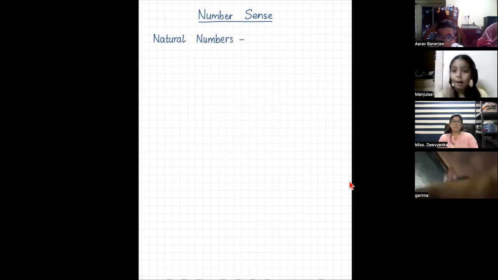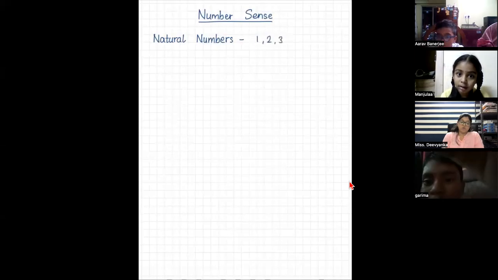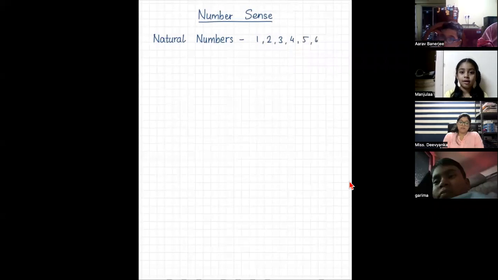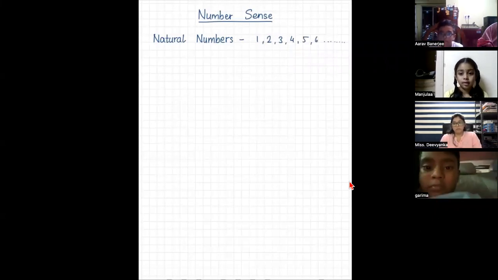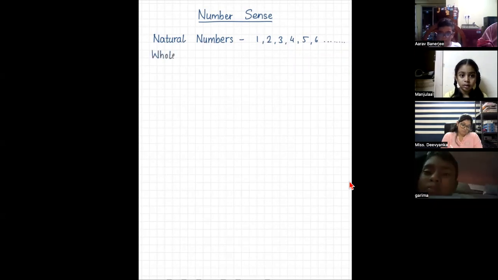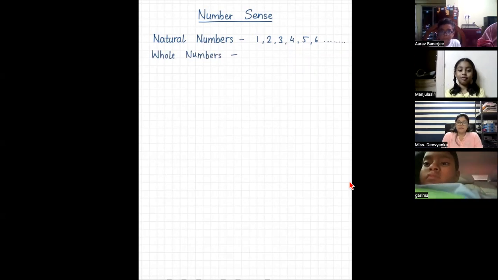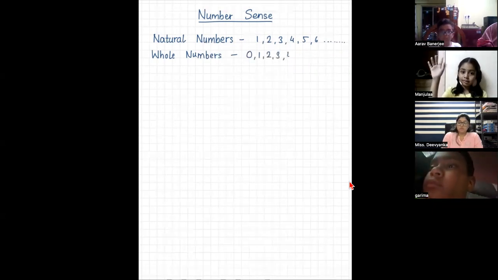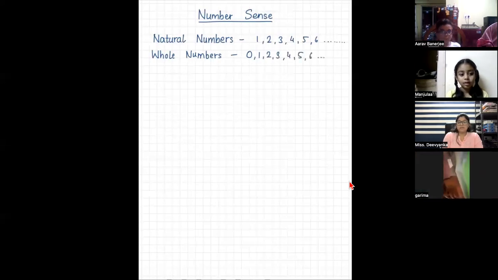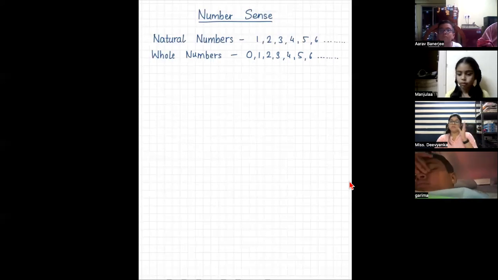Natural numbers start from 1, 2, 3, 4, 5, 6, like this, they keep on going infinitely. And the second is the whole numbers. What are whole numbers? Whole numbers have the inclusion of 0 in it. So 0, then 1, 2, 3, 4, 5, 6, and like this, they keep on going infinitely. Natural numbers start with 1. Whole numbers start with 0.